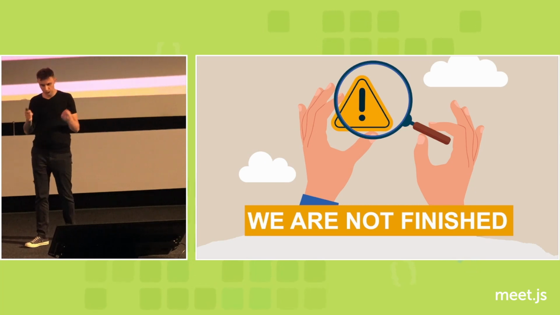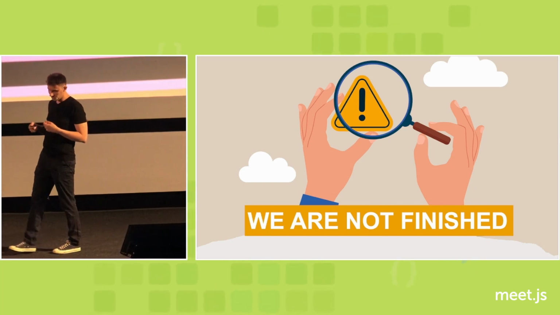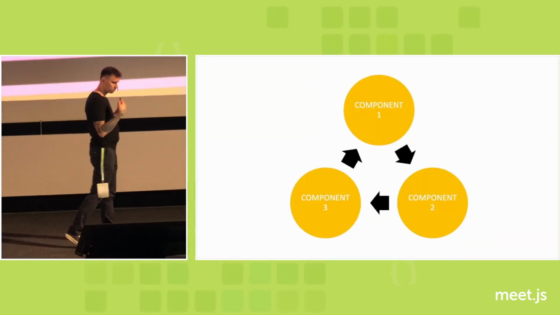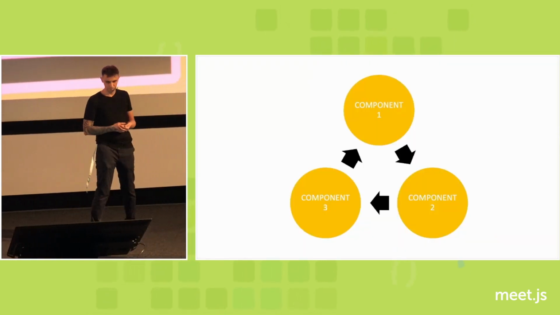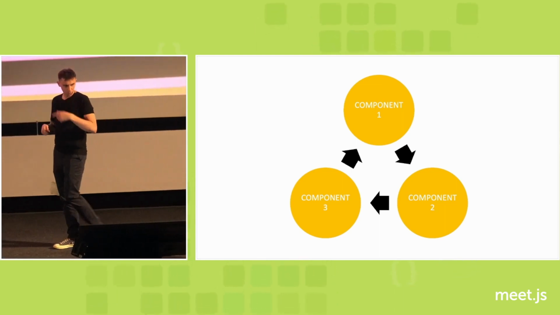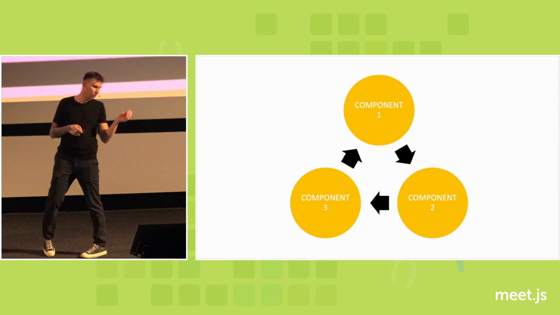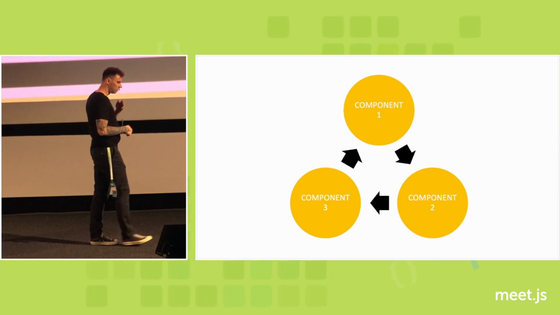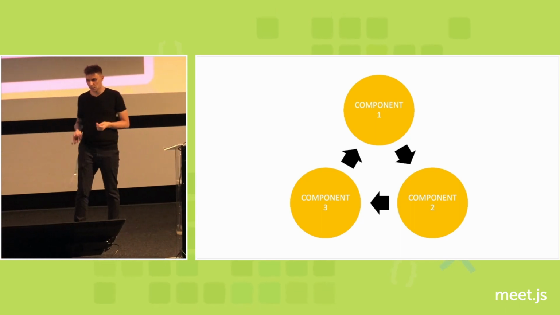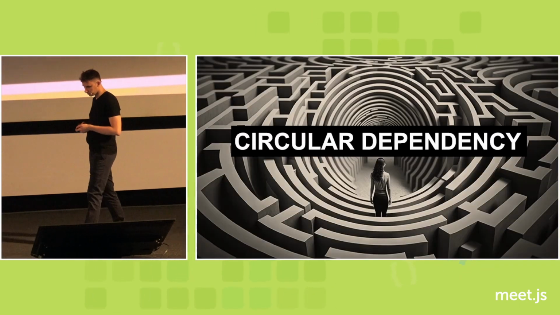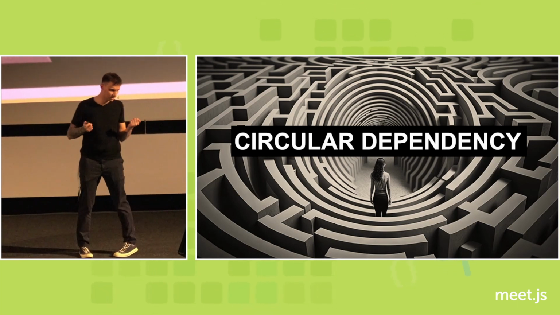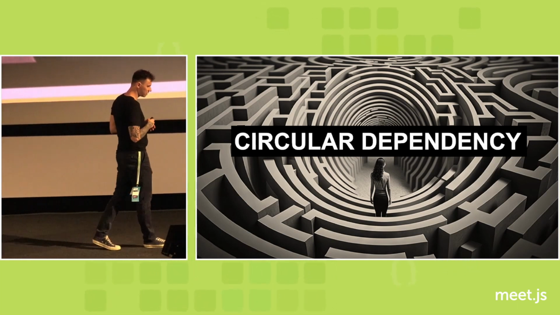But it's not all. There are a few problems with the solution, and if you start implementing that, sooner or later you'll discover a few. So let me show you an example. Here we have three components, component 1, 2, and 3. And those components are importing each other. Component 1 is importing component 2, component 2 is importing component 3, component 3 is importing component 1. And this is called circular dependency. As you may already think, it is pretty simple to discover. And this case is pretty simple.